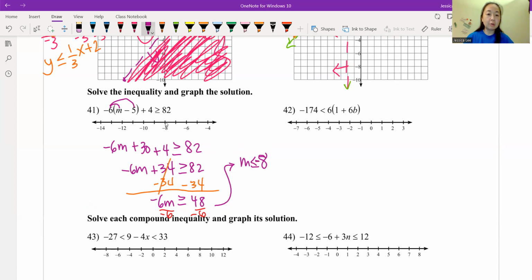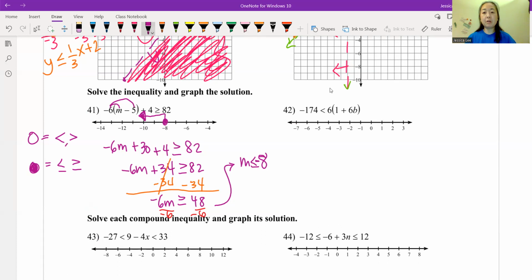So at -8, is this going to be open or closed? This one is going to be closed because, again, we have the equal to sign underneath. So if these are not equal to, this is just going to be open. And if it is equal to, it's closed, like that. That's something that you should probably write down as part of your notes. And so where is m less than -8? And that's everything to the left. So we're just going to put an arrow. Make sure you're putting that arrow there to show that it goes on.